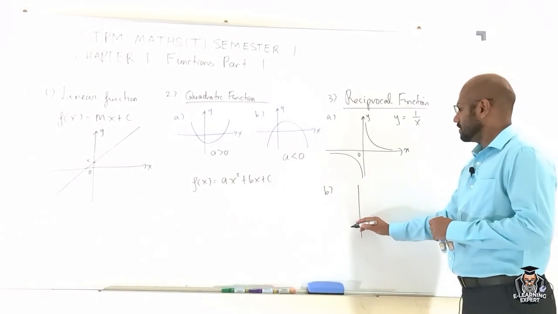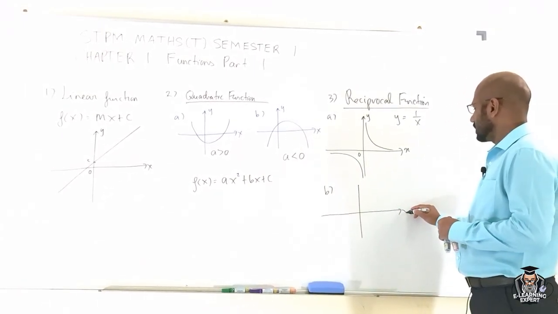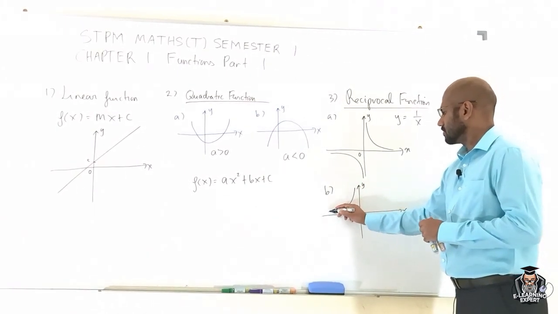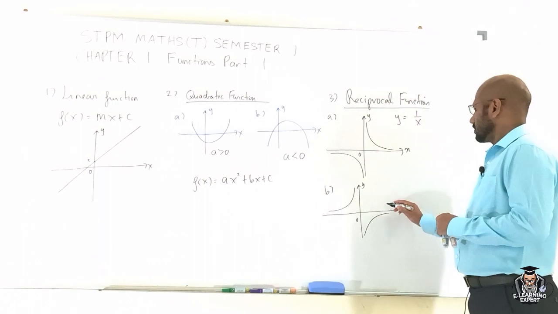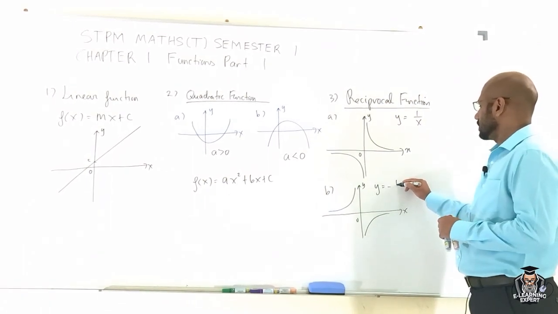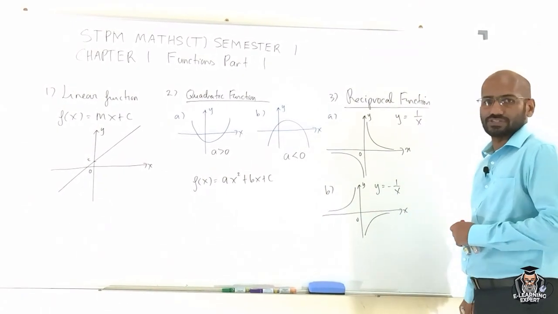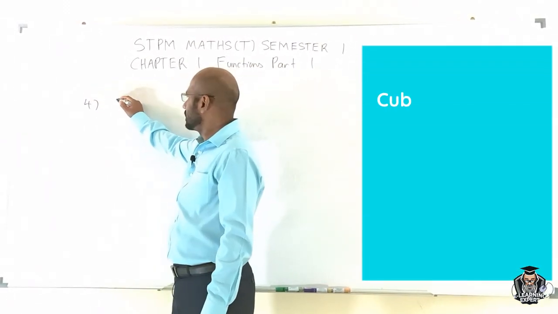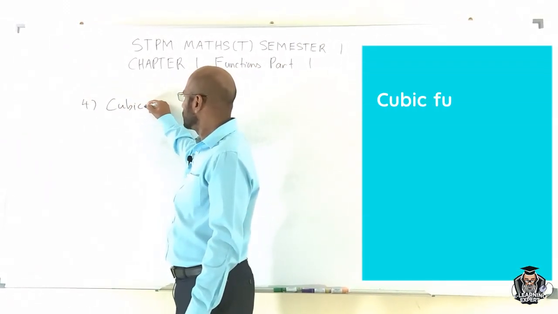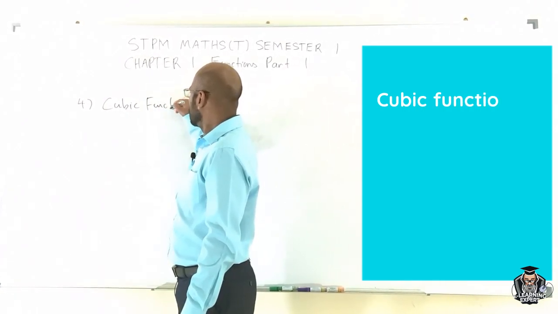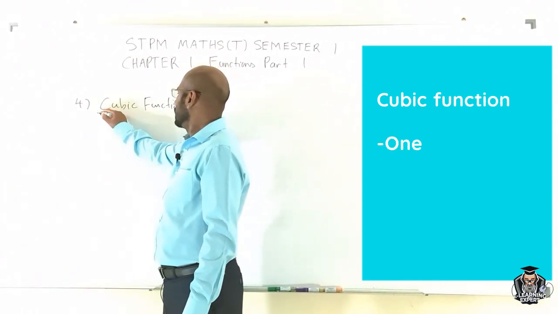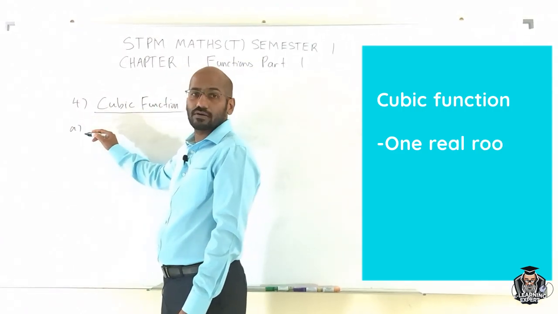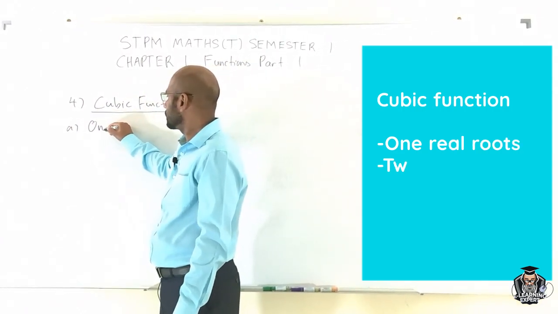And in B, if you are covering the second and fourth quadrant, so over here this is the negative reciprocal function. Number 4, guys and girls, would be the cubic function. So pay close attention to this because the cubic function has 3 types of graph. So the first, we can have one real root.